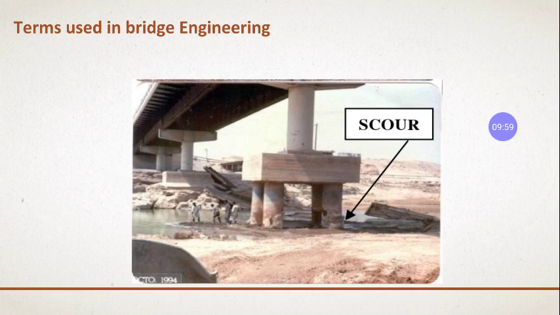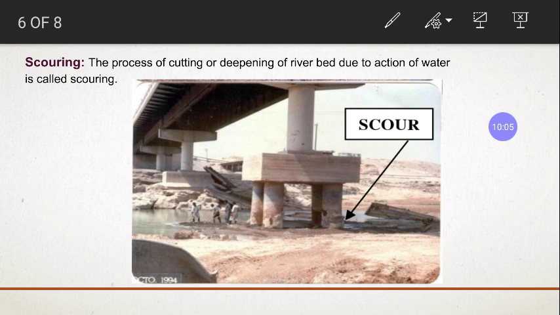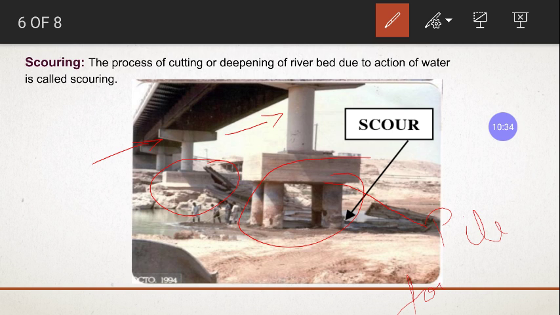Next is scouring. What is scouring? Before telling you what scouring is, can you see this part of the bridge, and the difference between these two foundations? This is actually a pier, and this is called the pier cap, right? And this is the pile foundation. It is called the pile foundation.